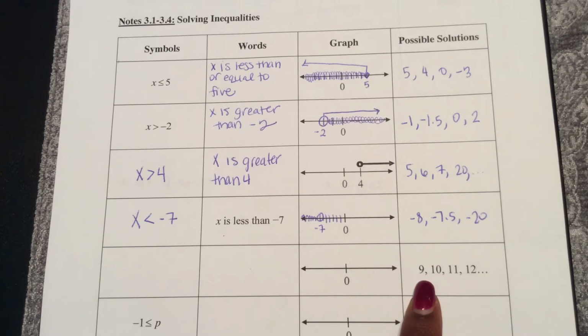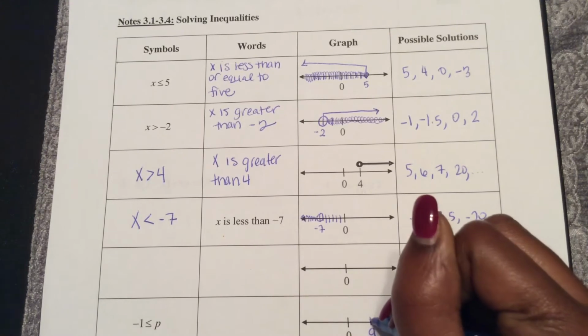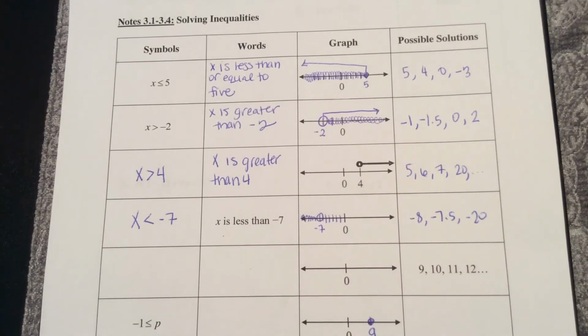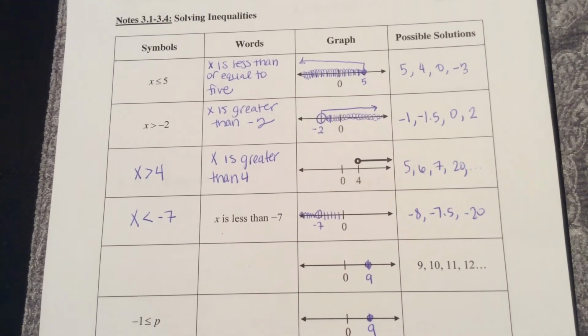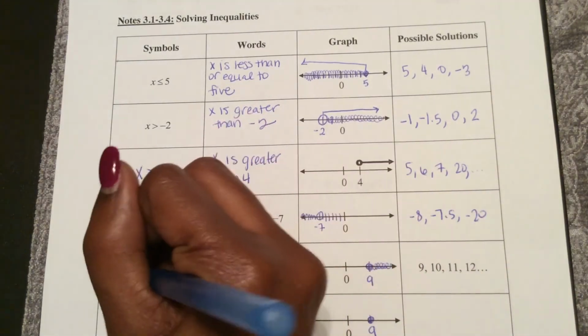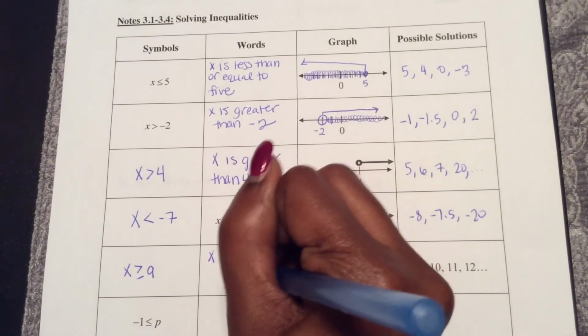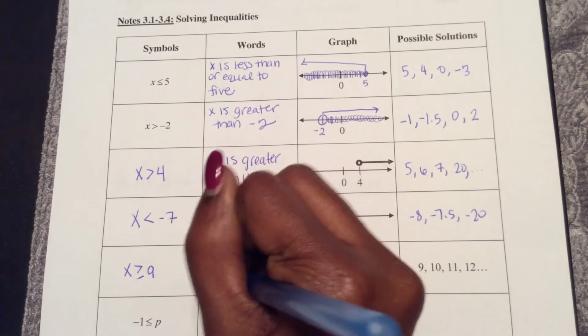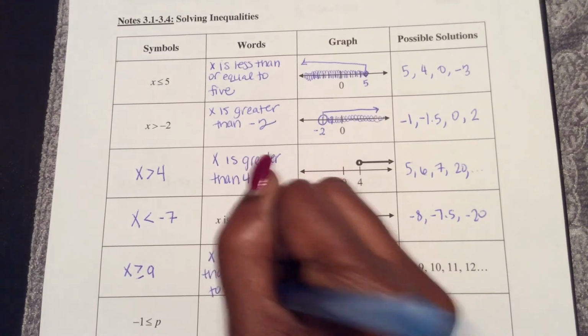Here, now we have some possible solutions, 9, 10, 11, 12. So honestly, there could be a couple inequalities for this. I'm going to include 9. Oopsie, put that on the wrong one. Here we go. Include 9 and everything greater than that. So that would be x is greater than or equal to 9.